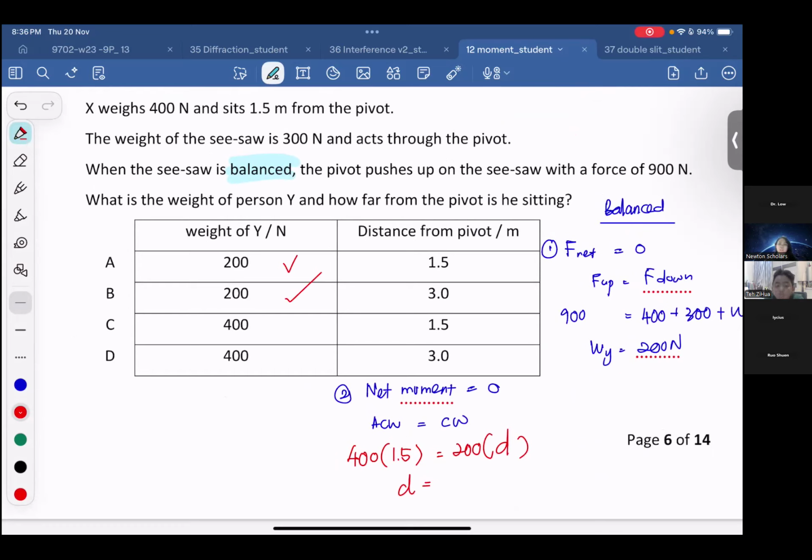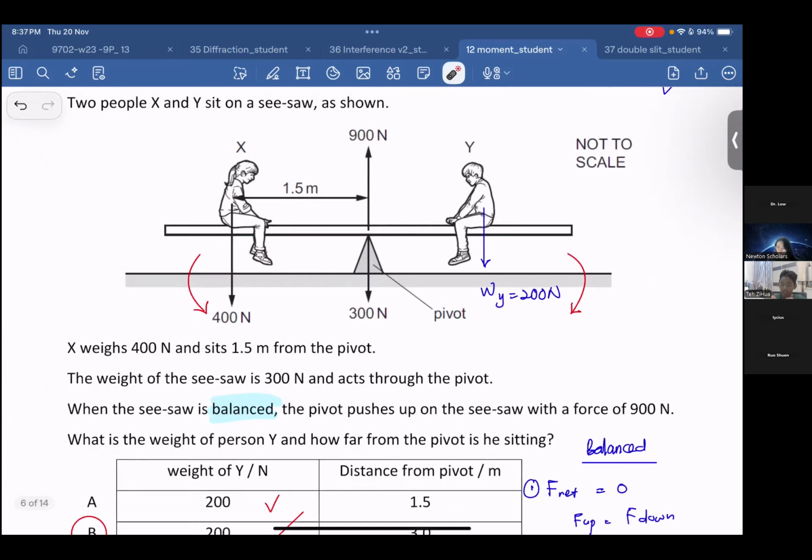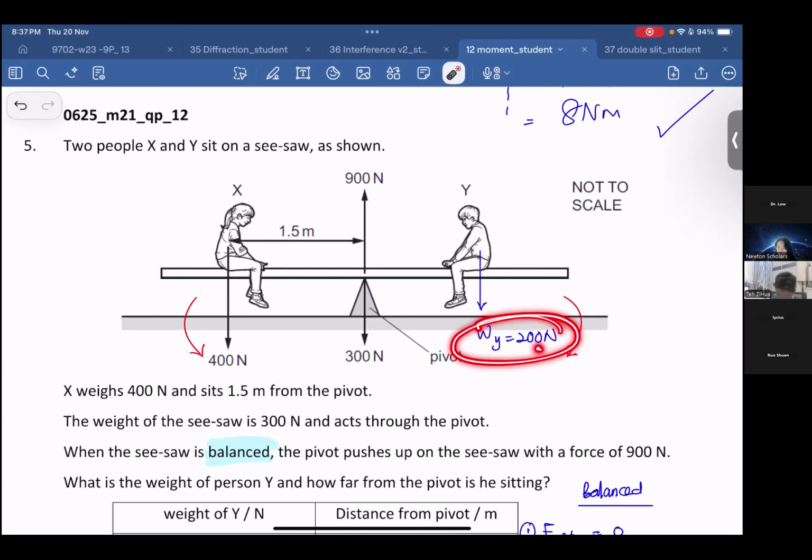Answer A or answer B? Okay, so we need 3.0 meter, right? Answer is B, right? Okay, deal. One thing that I want to emphasize here: can you see that? If you are having a bigger force, then you will get a shorter distance. If you are having a smaller force, then you need to have a larger distance so that you can be balanced. Is that clear? So I know that this 200 Newton, in order to balance, I cannot use 1.5. I need more than 1.5. Is that clear, dear?